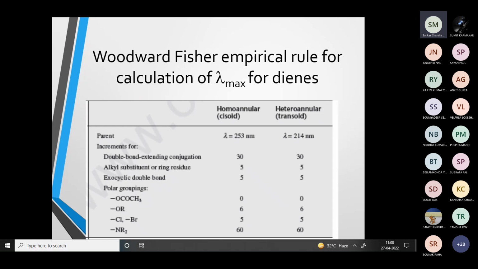Five have to be added more. Similarly, for polar functional groups, suppose ester, alkoxy, chlorine, bromine, or amine. If it is a secondary amine, meaning it is attached with the carbon, then it is a tertiary amine, then again you have to add 60. So these are the increments.